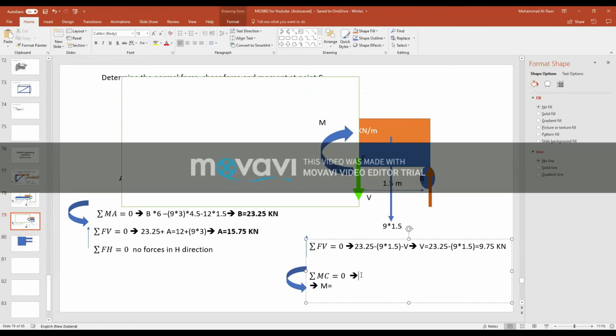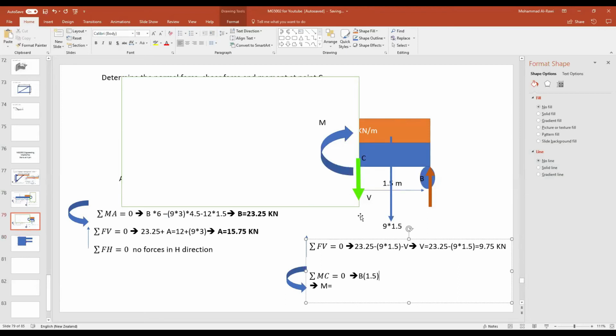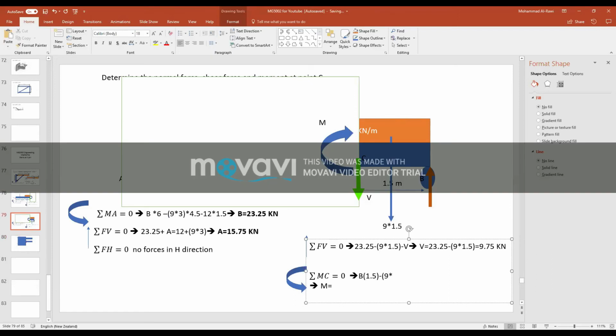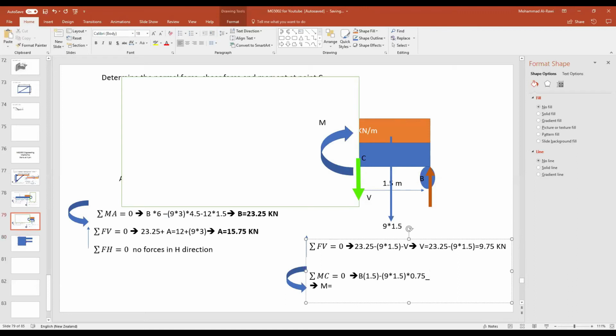So for the moment, what do you have? If we assume counterclockwise, it will be B times 1.5 meters. And then what do you have? You have the cantilever load, minus, rotating clockwise. So it will be minus 9 times 1.5, which is the load, times the distance, 0.75. And also you will have plus or minus here in this case, because it's my moment here. If you look carefully here, I assumed it clockwise in my assumption. So minus M is equal to 0.